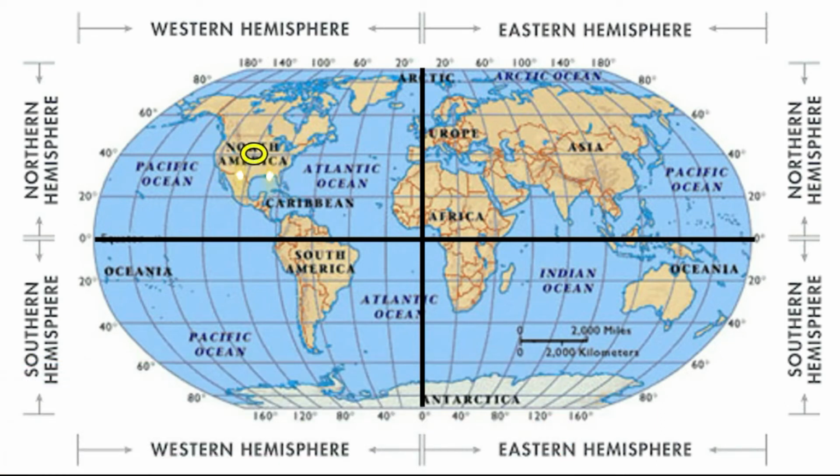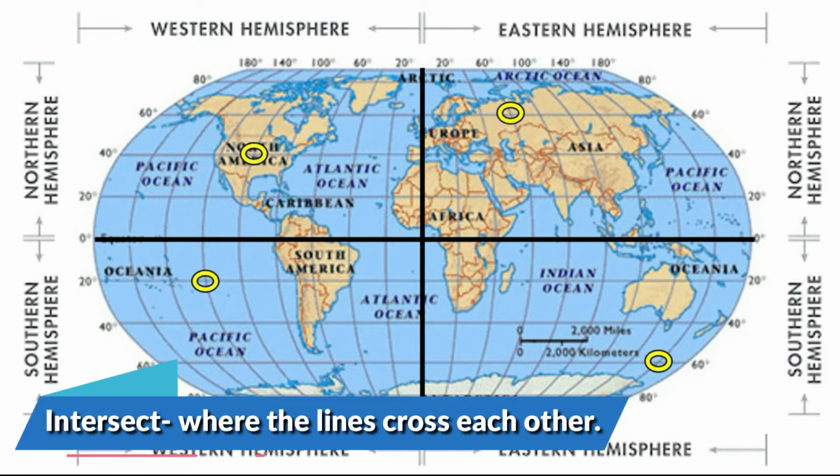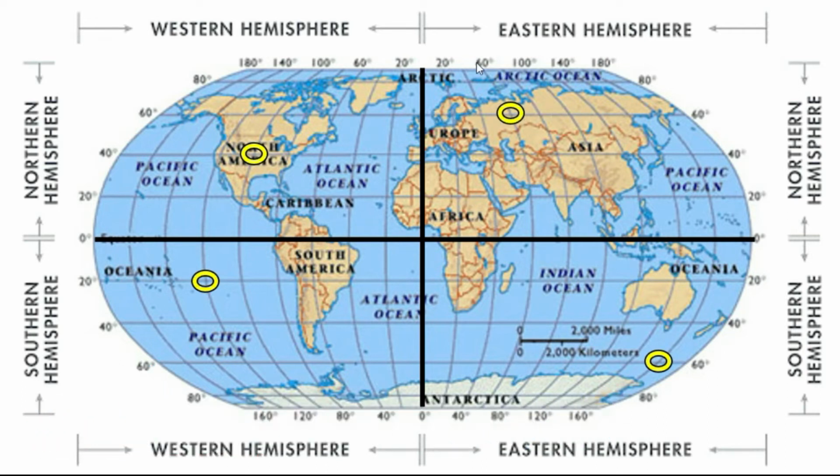This is a coordinate. This is a coordinate. This is a coordinate. And this is a coordinate. And you can see on this map, all of these coordinates are right at places where the latitude line and the longitude line intersect, or where they cross each other. You can see this point on the Earth. Here's latitude line, longitude line, right where they intersect, right where they cross is called a coordinate.